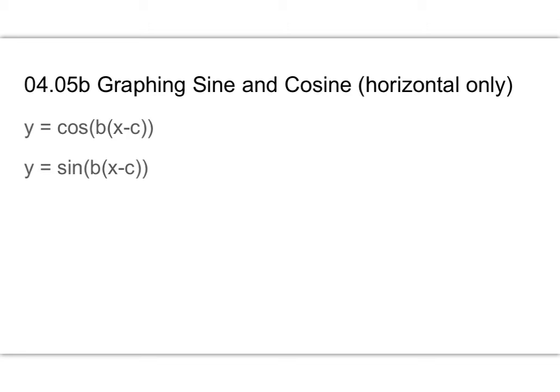Hi students, we're going to be looking at some horizontal transformations of graphs of sine and cosine. We're going to ignore the vertical stuff today, so we're not talking about amplitude or midline. We are going to be talking about the other two things, which are phase shift and period.